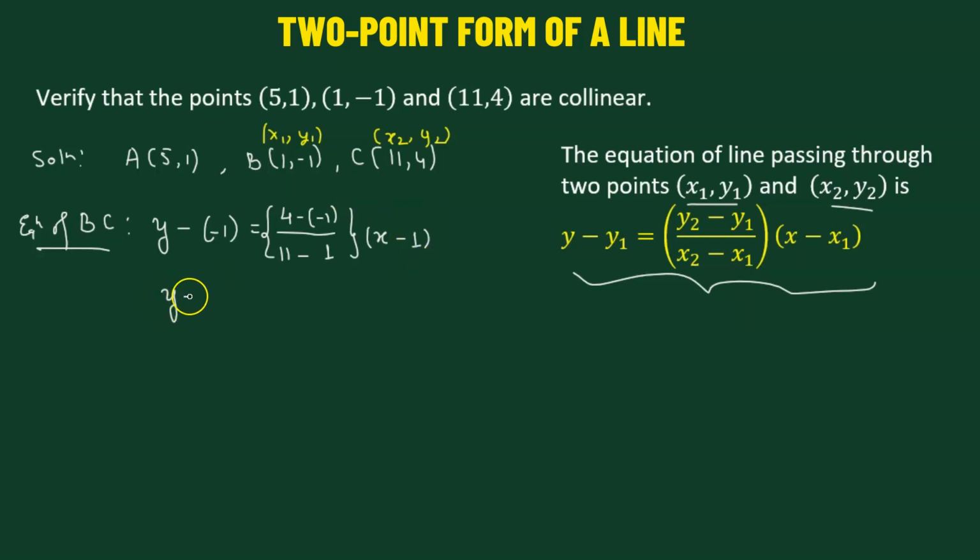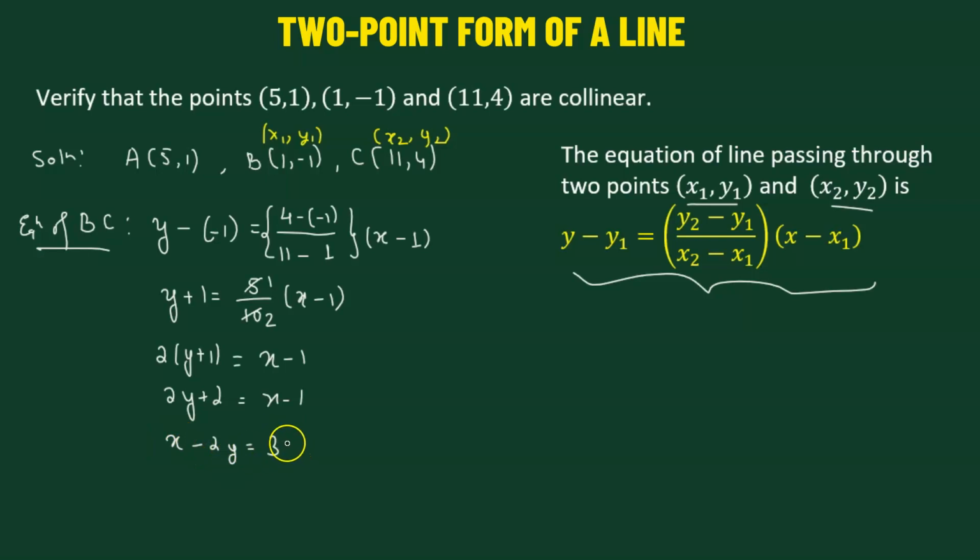So we have y plus 1 equals to, 4 minus negative 1, that's 5. We have 5 divided by 11 minus 1, that's 10. So we have this multiplied by x minus 1. Now we have 2 times y plus 1. This 2 comes from 5 times 1 and 5 times 2 is 10. So we have 2 times (y plus 1) equals x minus 1. This gives us 2y plus 2 equals x minus 1. Let's rearrange the terms. So we have x minus 2y equals 3. This is the equation of the line BC.